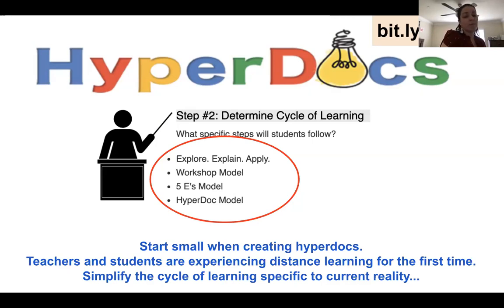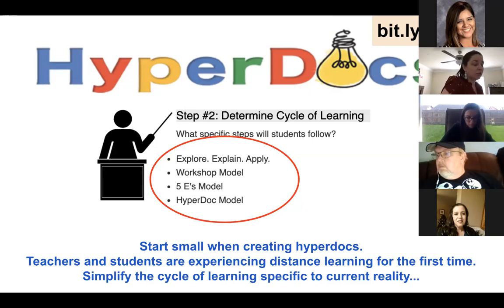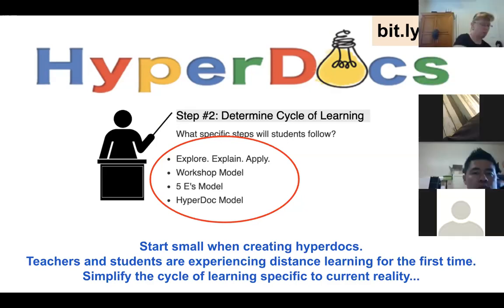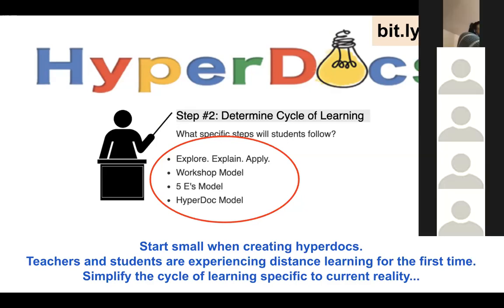They have a workshop model, the 5 E's, which, if you have some knowledge of NGSS, Next Generation Science Standards, you may be familiar with, and something called the Hyperdoc model. So those are certainly models that you can go look at if you would like.